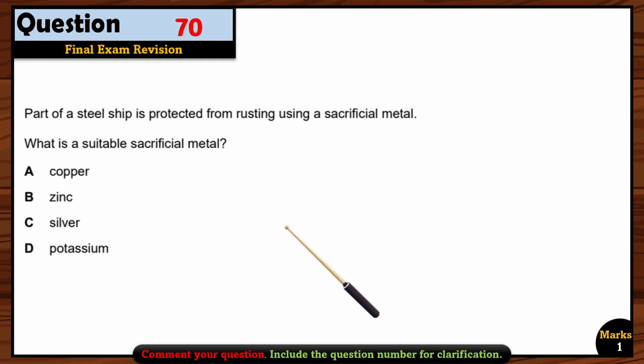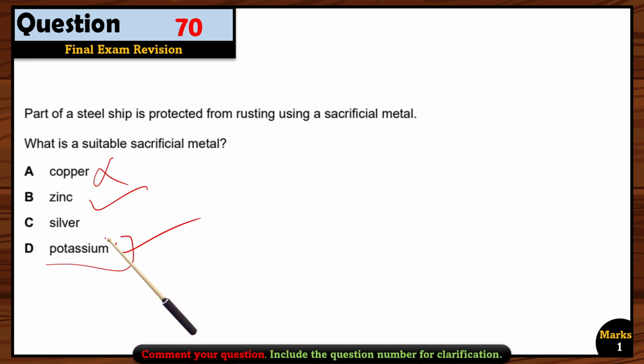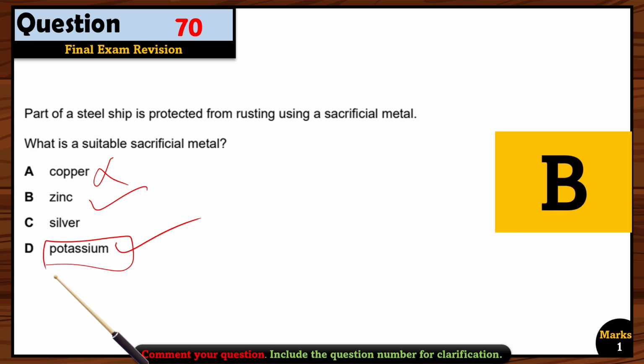Let's see another question. Part of a steel ship is protected from rusting using a sacrificial metal. What is a suitable sacrificial metal? Any metal that is more reactive than the iron can be used. So let's see which one is more reactive. Copper, of course not. Zinc and potassium are more reactive than the iron. But why can we not choose potassium? It is more reactive than zinc because potassium reacts with water more vigorously. So this is not a safe option. You can only choose magnesium or zinc. Magnesium is not a given option here, so zinc is the right option. That's why option B is the correct option.